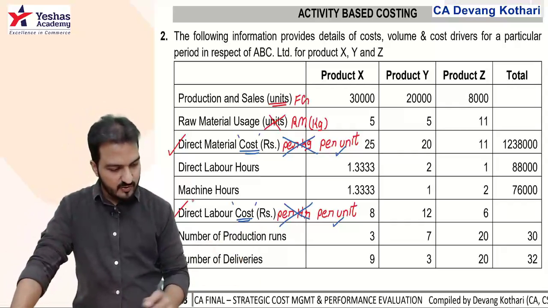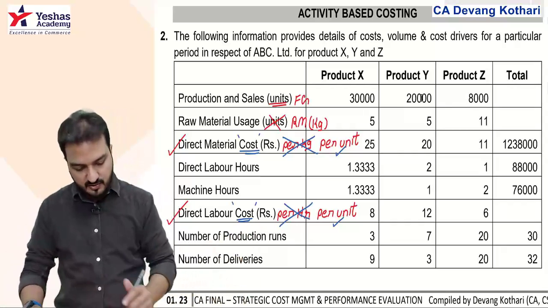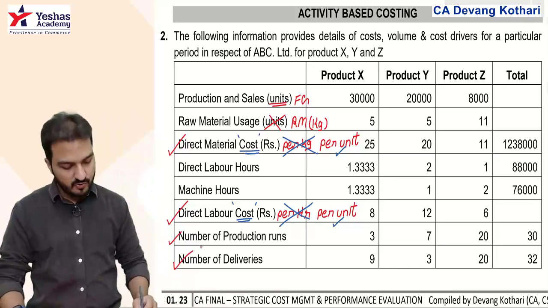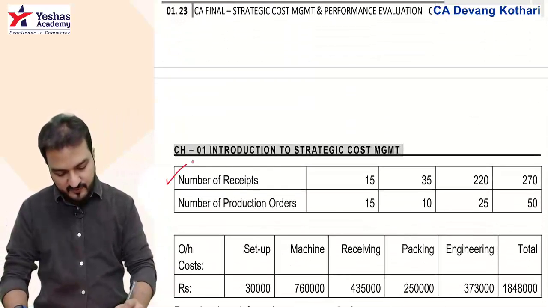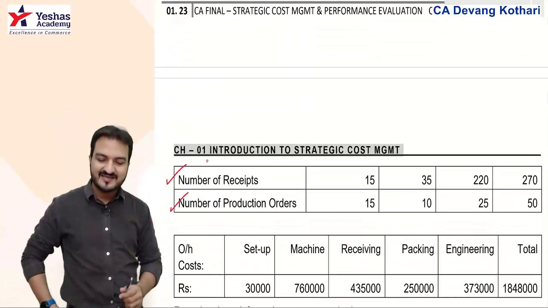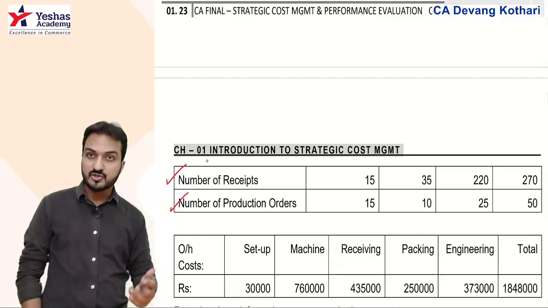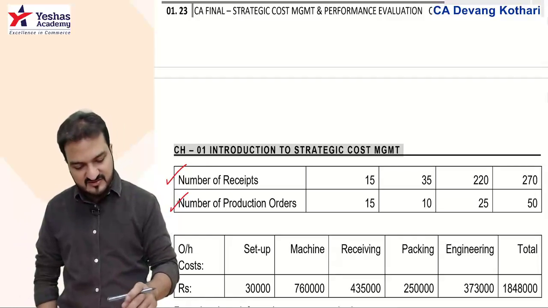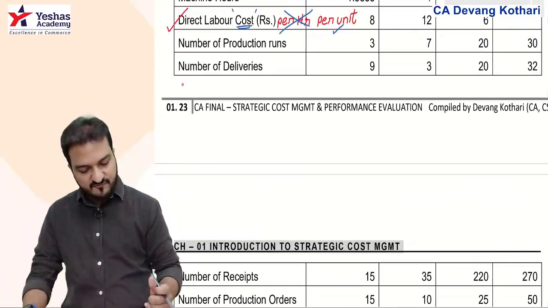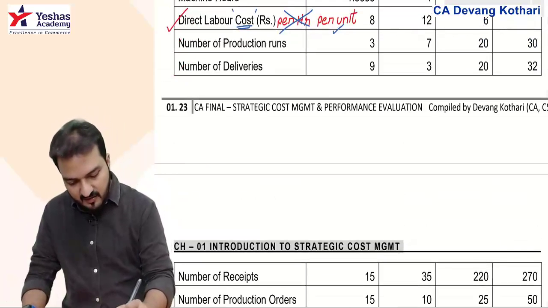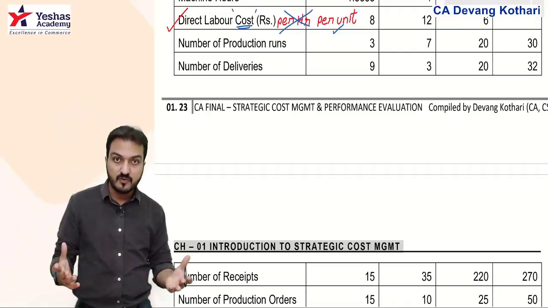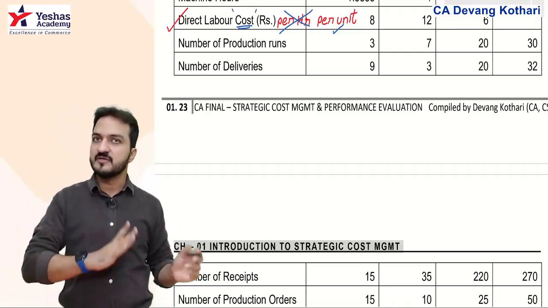Then further, next you are given the number of production runs, the number of deliveries, the number of receipts, and the number of production orders. Why are these things given? These last four items indicate cost drivers. It will be used under the ABC method.